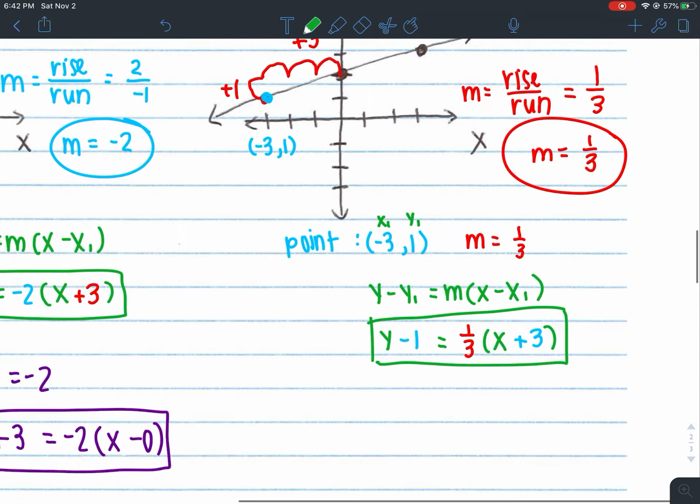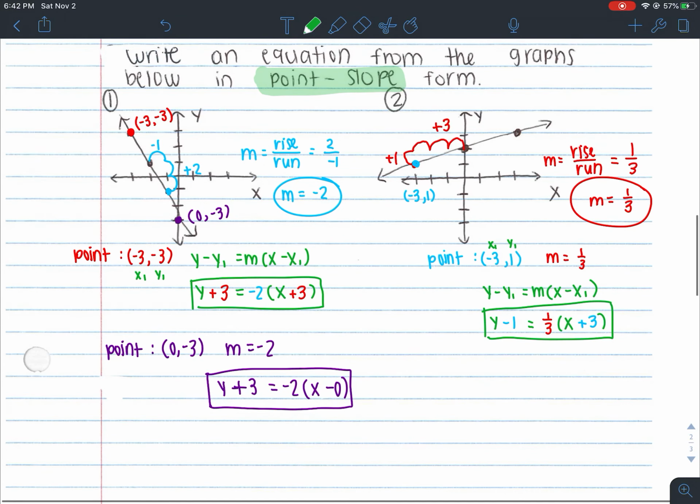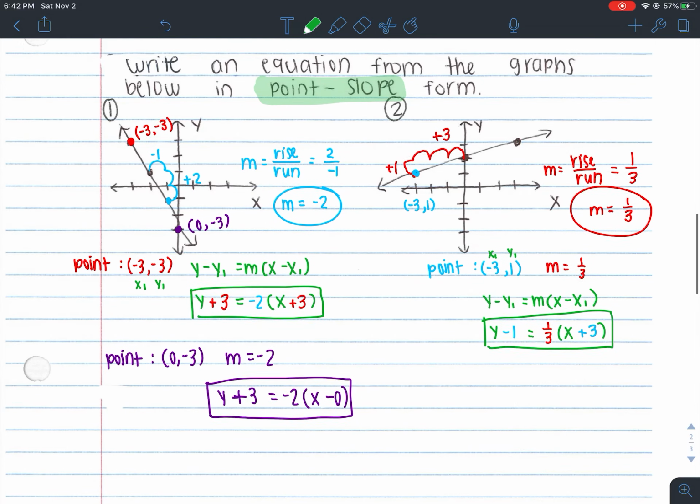All right, so that is finding point slope equations, or writing point slope equations from graphs and tables. The most important thing is that point slope form is really great because you can pick any point as long as you have a point and a slope.